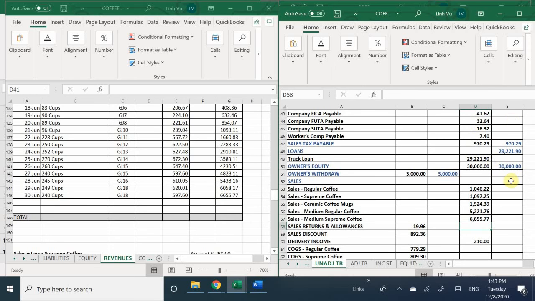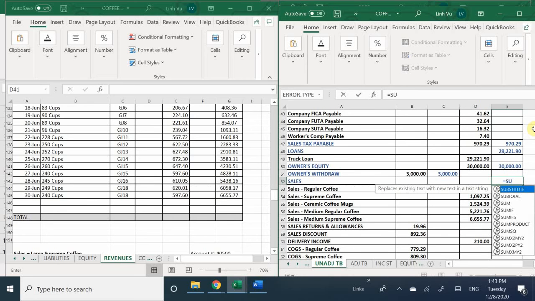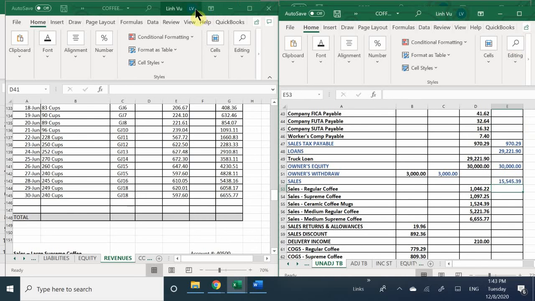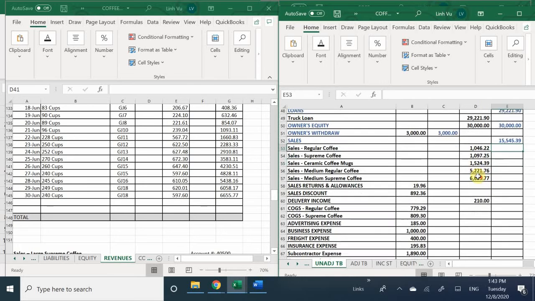And then I'm going to go ahead and total this column up. So equal sum. Okay, tab. All right, and my grand total is going to be $15,545.39. Okay, and that's my total sales.